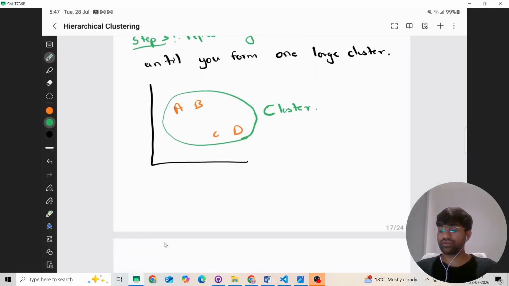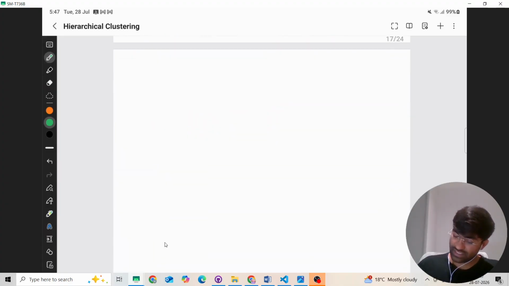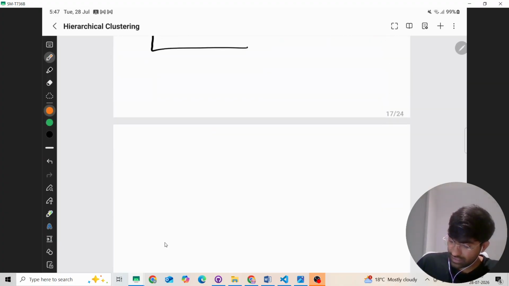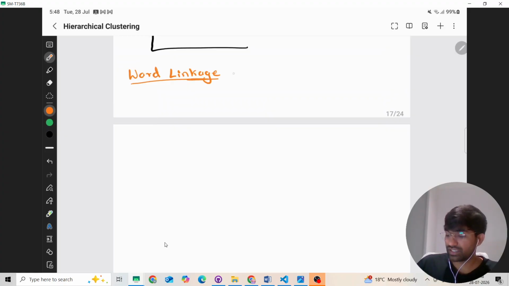This is agglomerative approach. And for distance, this point is important, remember this. For distance, it uses Ward linkage. To calculate the distance between the clusters, it uses Ward linkage. Ward linkage merges the clusters that causes the minimum increase in WCSS.